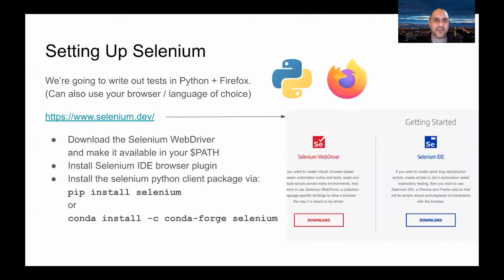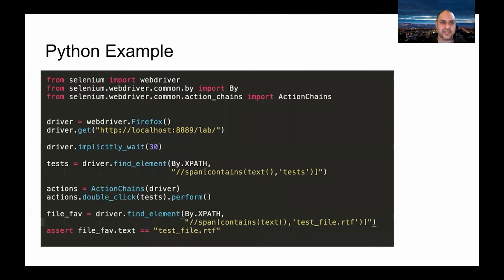So before we go any further, let's just talk about how to set up Selenium. We're going to use Python to write our tests, and we use Firefox because, yay, open source. But Selenium has support in multiple languages, support for multiple browsers, so there's also a Chrome driver that lets you do similar things. Go to the Selenium website, download the drivers, download the IDE, and the Python client bindings, you can just do a pip install or a conda install to get those.